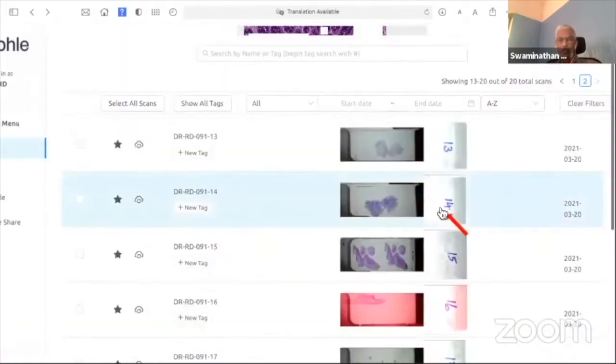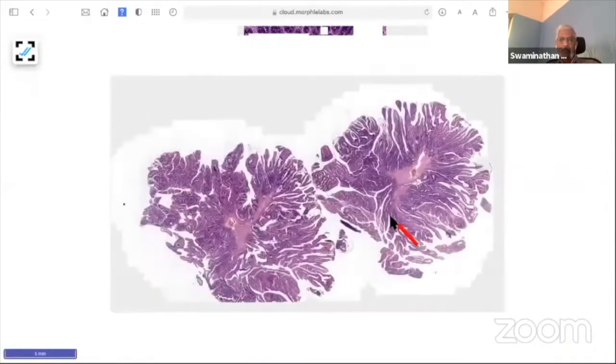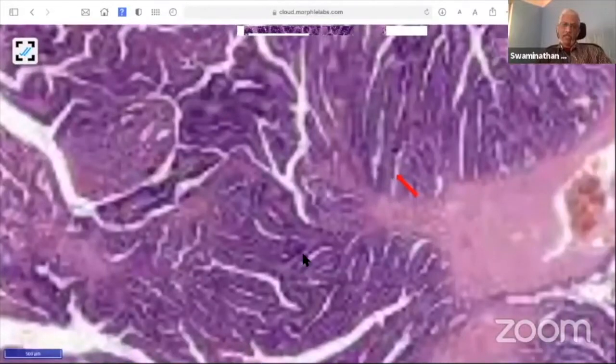torsion. Slide number 14, again low power diagnosis. Villous adenoma. Anybody should diagnose this villous adenoma. But whenever you see villous adenoma, remember: more than 75% villous structures is villous adenoma, 25 to 75% villous structures is tubulovillous adenoma, less than 25% villous structures is tubular adenoma. And the next thing you have to see is whether there is high grade dysplasia.